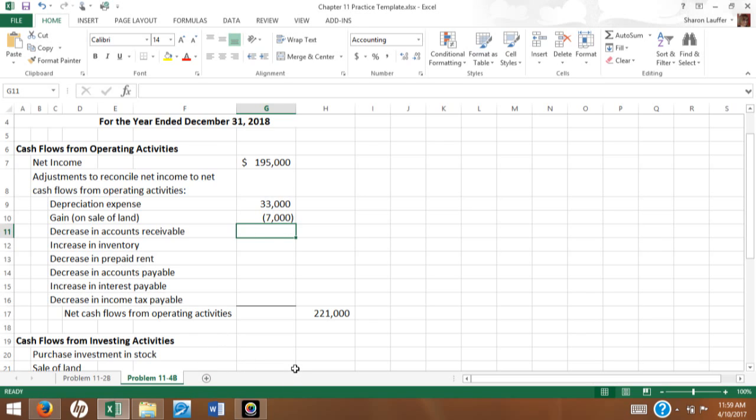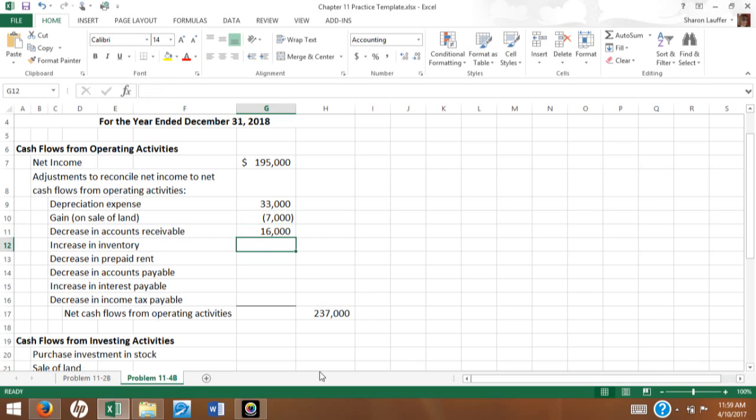All right, our decrease in accounts receivable. To find that, we're going to have to look at our balance sheet. We have a balance sheet that has comparable years, 2017 and 2018. So we're going to have to find our accounts receivable. In 2017, it was $80,000. In 2018, it was $64,000. So that's a difference of $16,000. So we actually have a decrease in accounts receivable. I'm going to add that decrease back.